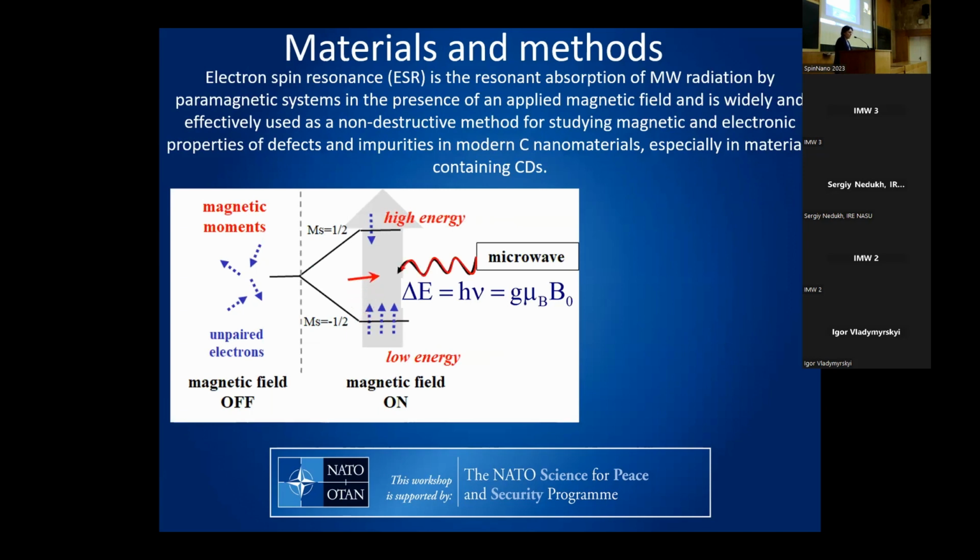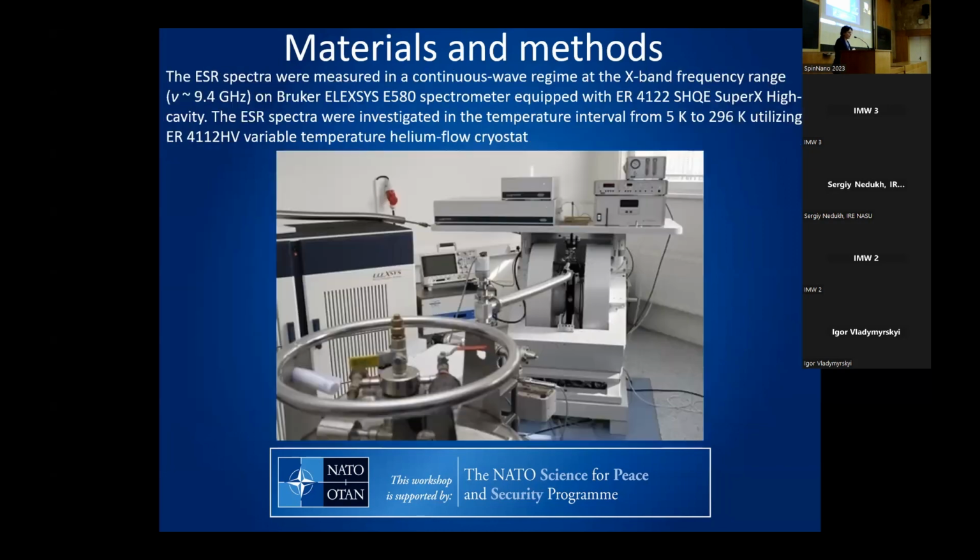As a method of investigation, electron spin resonance or electron paramagnetic resonance was chosen. It's a resonant absorption of microwave radiation by paramagnetic systems in the presence of an applied magnetic field, and it's based on the well-known Zeeman effect, when the energy level splits in the presence of the magnetic field. This method is now widely and effectively used as a non-destructive method for investigation of magnetic and electronic properties of defects and impurities that appear in modern carbon nanomaterials.